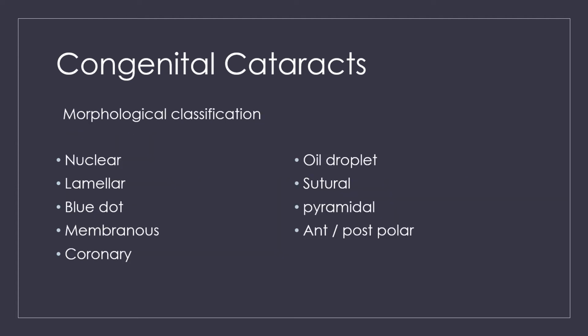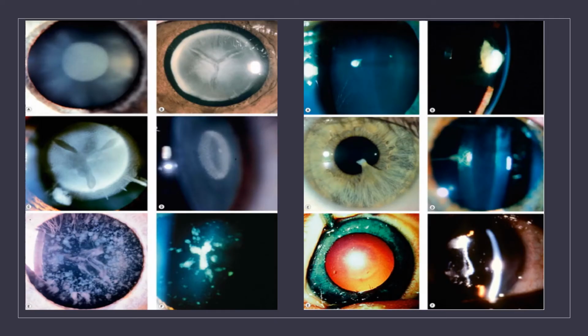There are various names given to congenital cataracts according to the morphology. That is, the cataract may be lamellar, nuclear, blue dot, membranous, coronary, oil droplet, sutural, pyramidal, anterior or posterior polar. Pictures of various types of congenital cataracts. It's not very important to learn the names of various types of congenital cataracts.